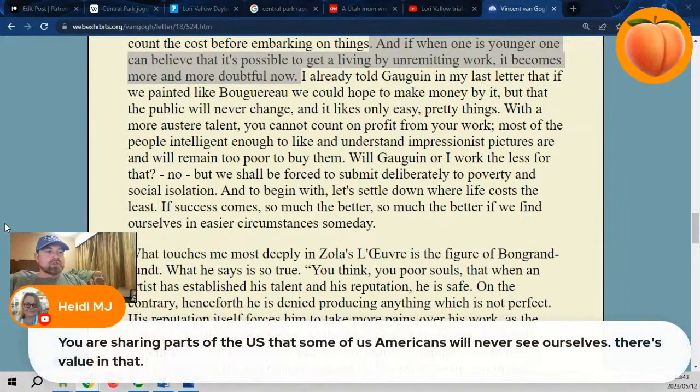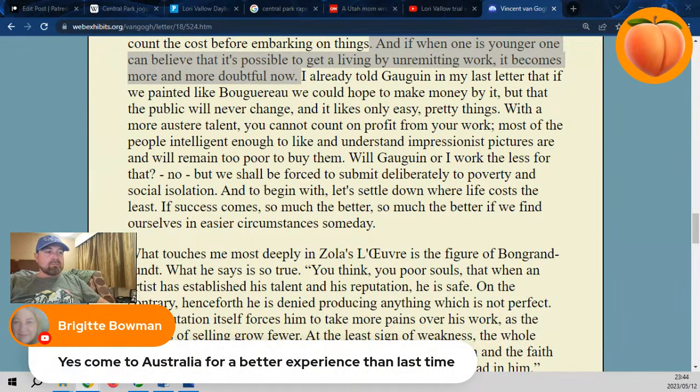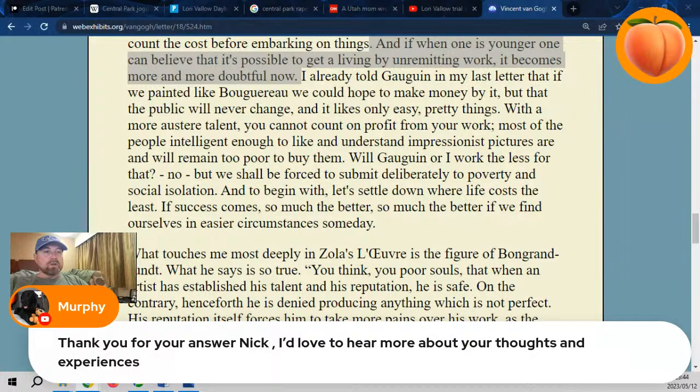Oh, Heidi says, you're sharing parts of the US that some of us Americans will never see ourselves. There's value in that. Bridget, I have actually been right round Australia, but I would love to go back to Australia as well. Murphy, I will answer more of your questions. It's just I don't really have time to. I've been to so many places, and I've got so much video to edit and put together. I'll probably end up doing it when I'm back in South Africa.